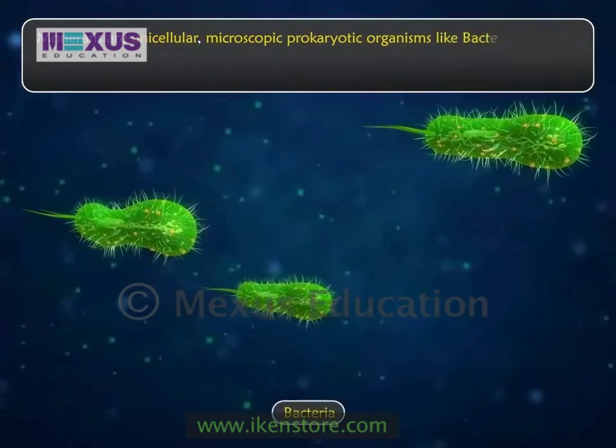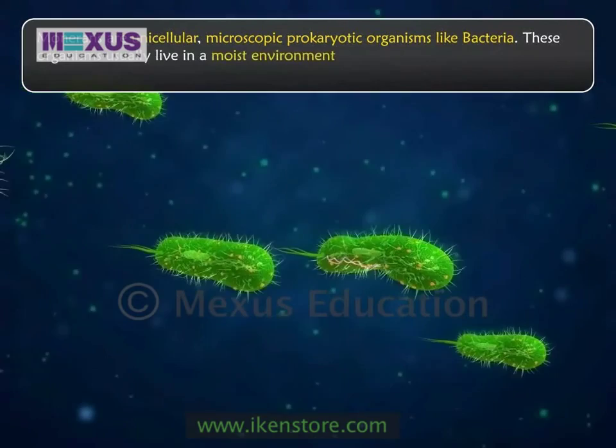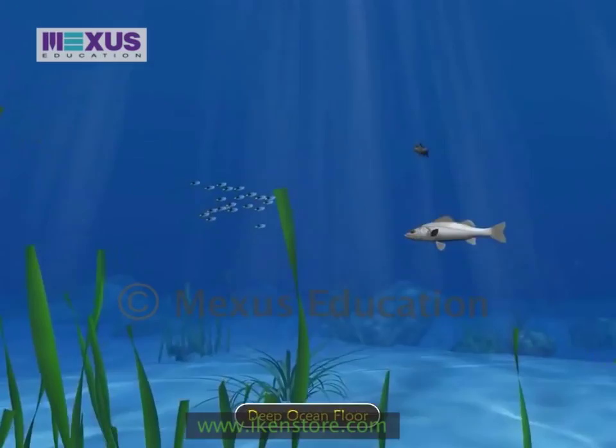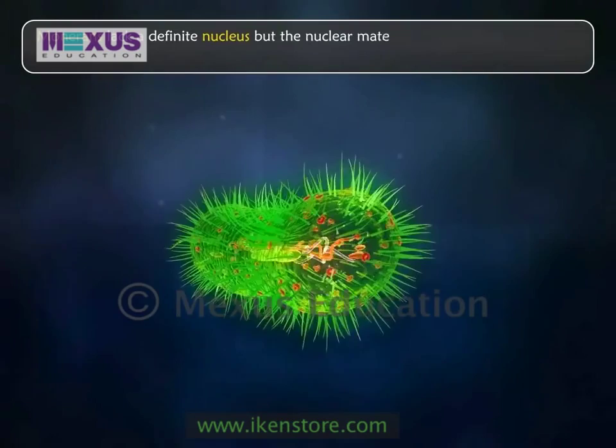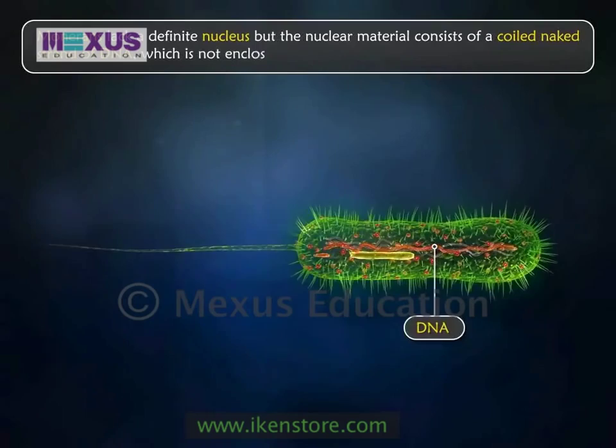These organisms usually live in a moist environment and are found in hot springs, under ice, in deep ocean floors, deserts, as well as within the bodies of animals and plants. Being prokaryotes, monerans lack a definite nucleus, but the nuclear material consists of a coiled naked strand of DNA which is not enclosed in the nuclear membrane.